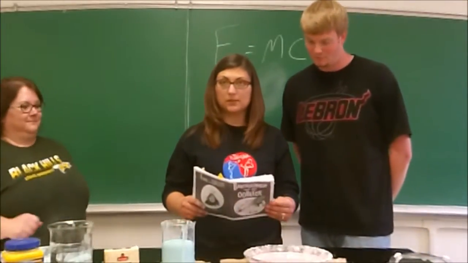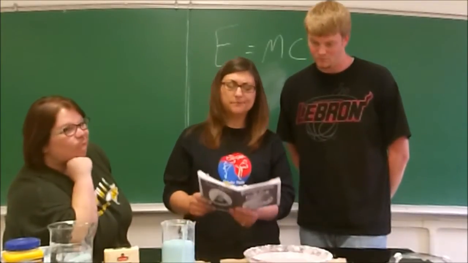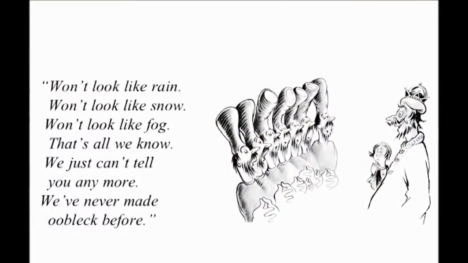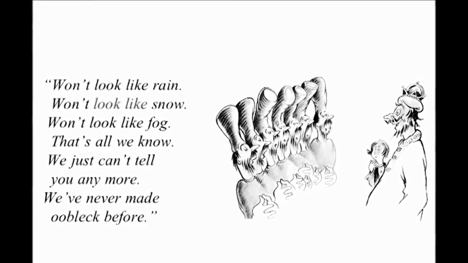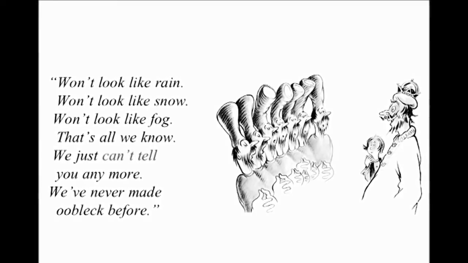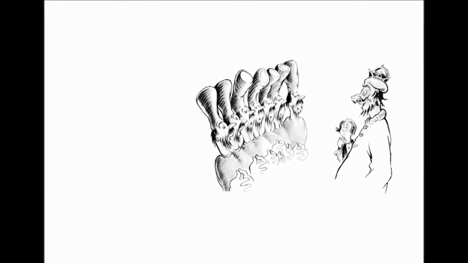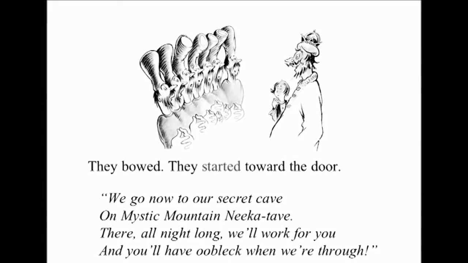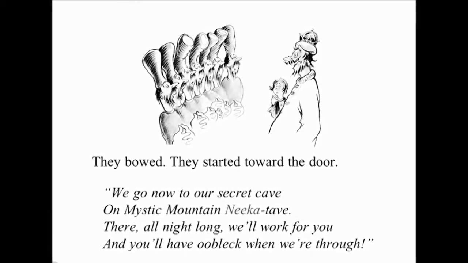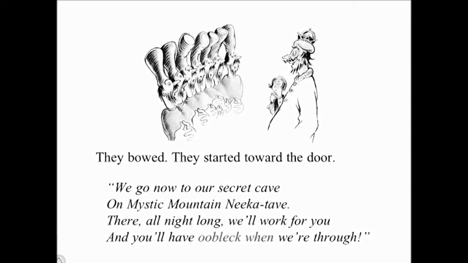This story is about a king who got tired of having snow, fog, rain. He wanted something new, so he called his magicians. Won't look like rain, won't look like snow, won't look like fog, that's all we know. We just can't tell you anymore, we've never made oobleck before. They bowed. They started toward the door. We go now to our secret cave on Mystic Mountain Nikatave. There all night long we'll work for you, and you'll have oobleck when we're through.